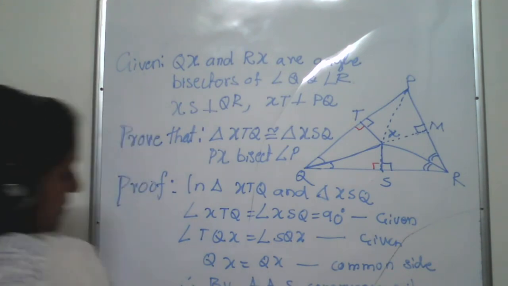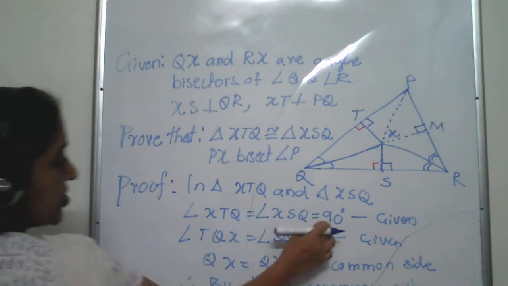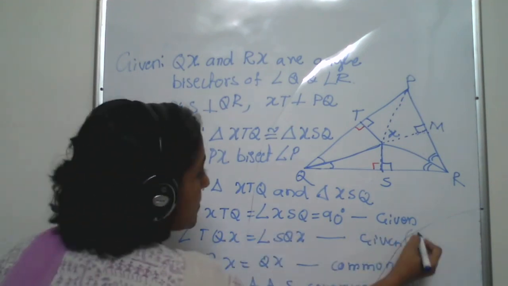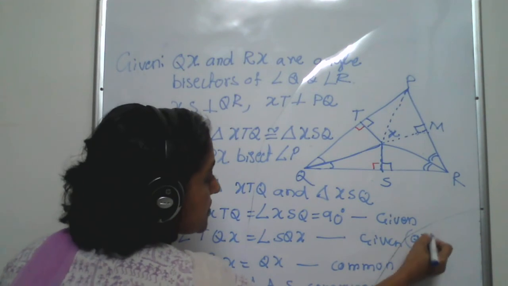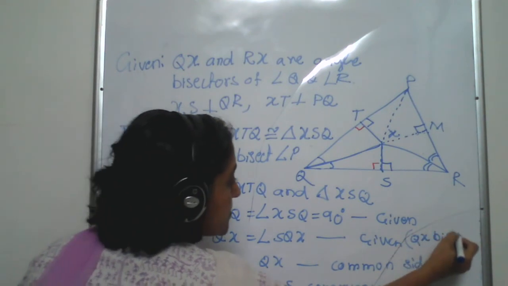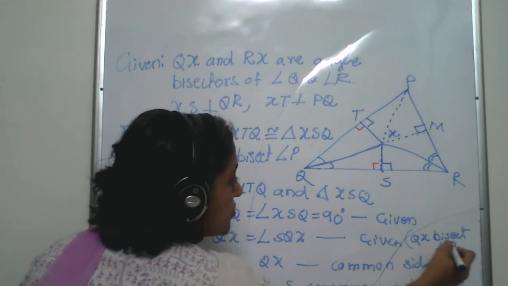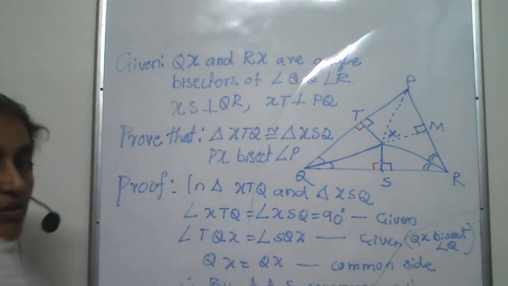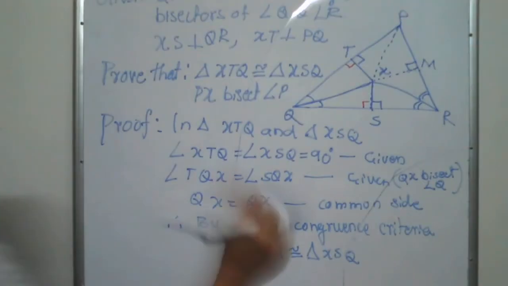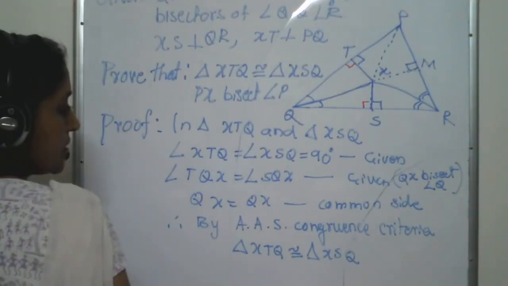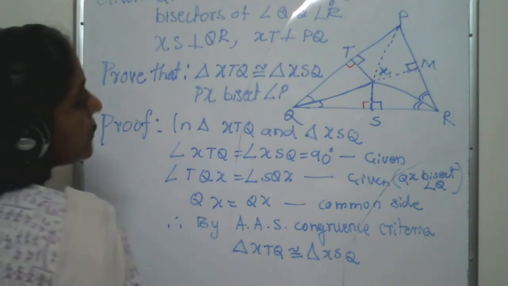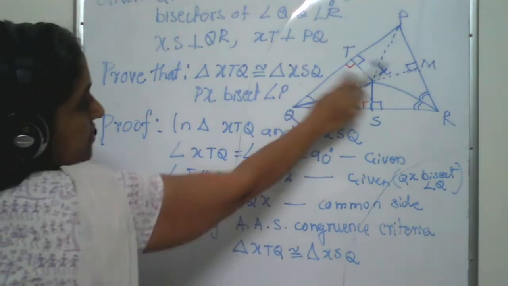Now where I have written 'given' and 'given', here I wrote 90 degrees given. Here you can say that QX bisects angle Q, like this also you can write. So this is the proof of these two triangles being congruent. Once these are congruent, we cannot directly touch these two sides.